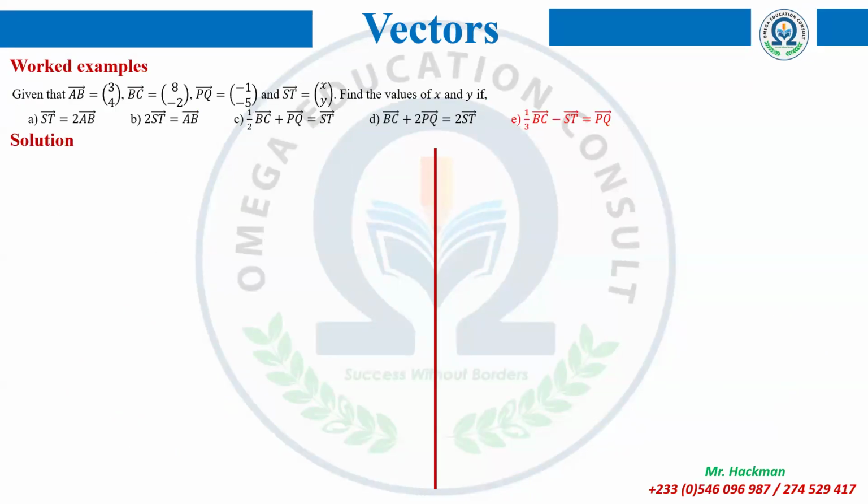We are going to build on the foundation that I just laid. All right, so now let's look at the following questions. Worked example 1. Given that vector AB, which is a free vector, is equal to the column vector (3, 4).